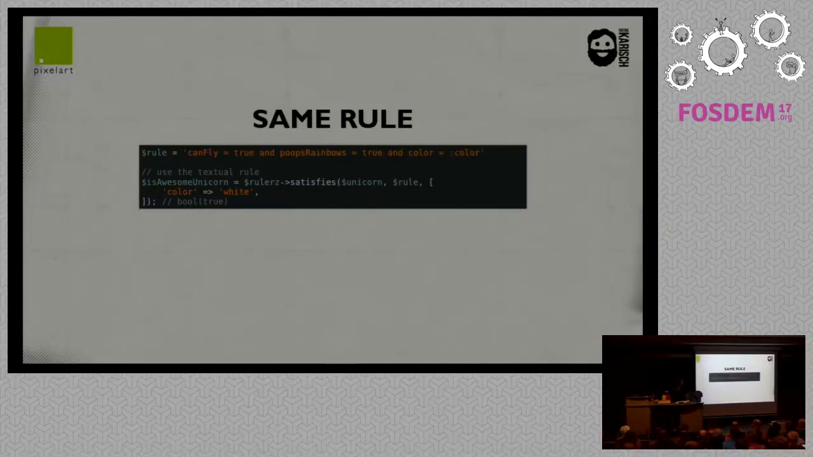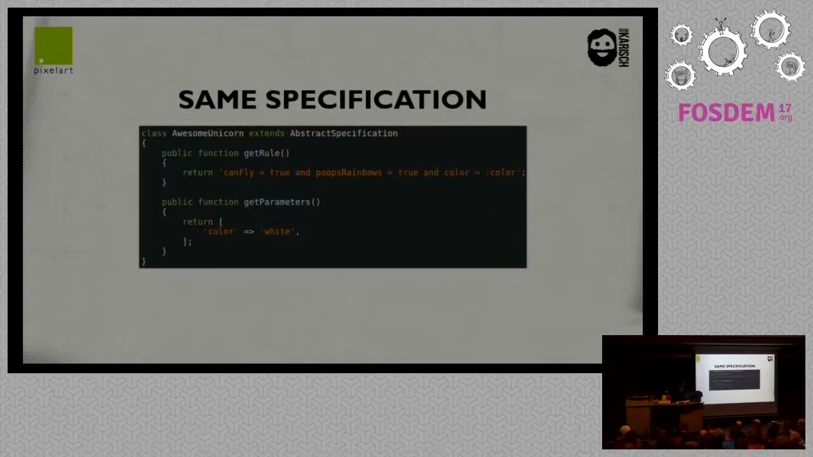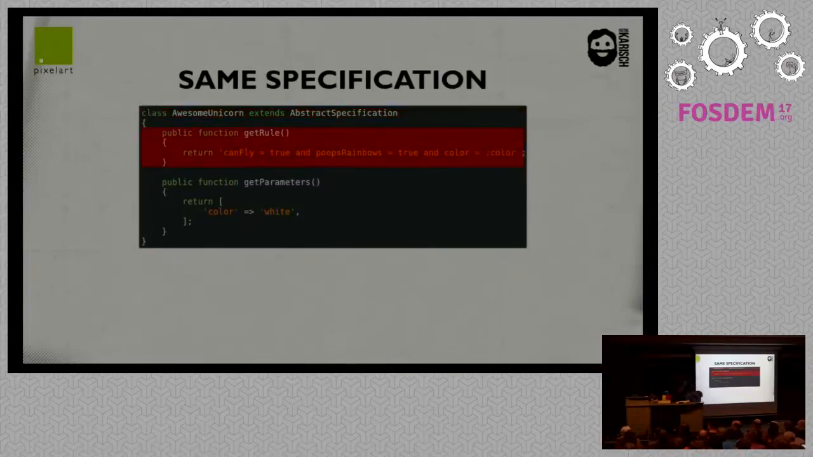But you don't want to clutter your code with business rules all over your code base. So again, we create a specification class. In this case, it's an awesome unicorn class which extends an abstract specification. This is a class supplied by Rulers. You could also implement the specification interface again, but the abstract specification has some methods helping you, like the AND X, OR X, and NOT. And again, here we have our business rule. That's the only position in your code base where this business rule is defined. In any other part of your code, you use the specification class.